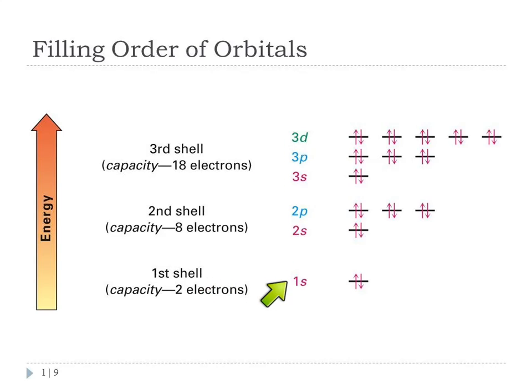So here's the first shell with its 1s orbital. Here's the second shell. It's got a 2s orbital and 3 2p orbitals. Those 2p orbitals are degenerate. The third shell has a 3s.